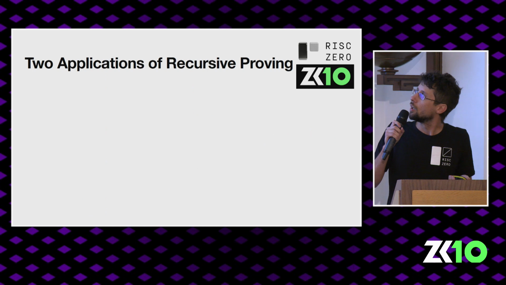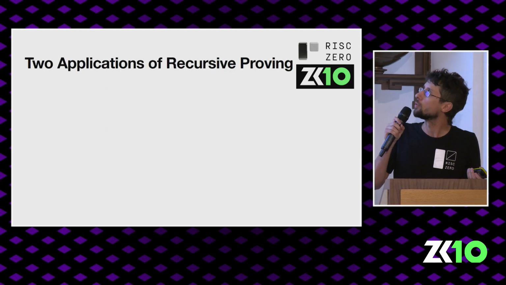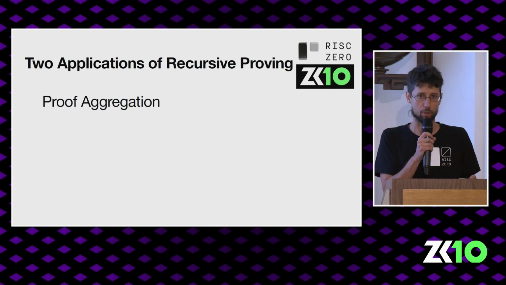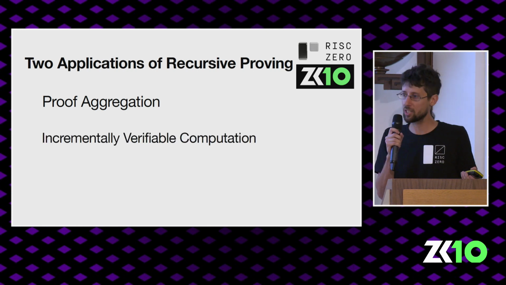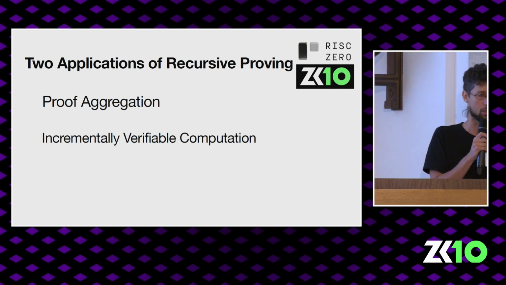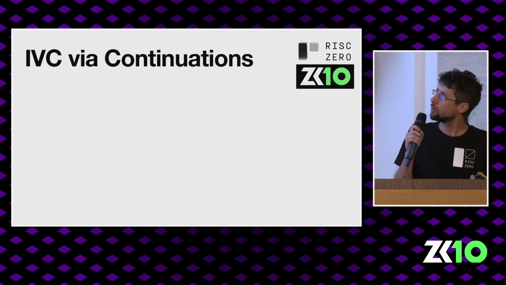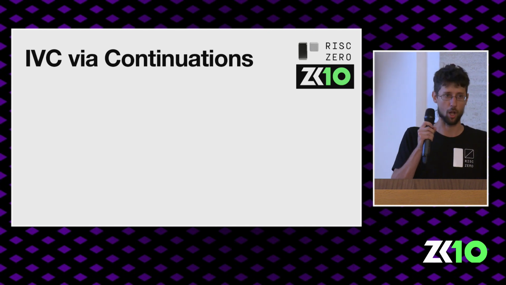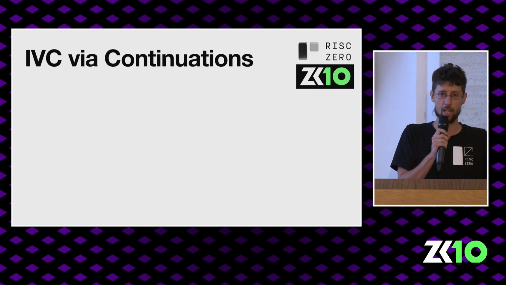So let's talk a little bit more about recursion. We just discussed one purpose of recursion, which is to aggregate a bunch of proofs. But at RISC Zero, we're also using recursion as a mechanism for incrementally verifiable computation. So I'm not going to unpack what I mean by incrementally verifiable computation. I apologize if you're not familiar with the term.